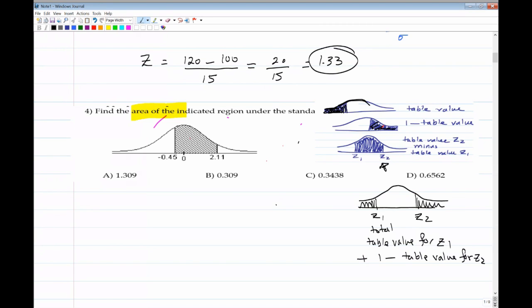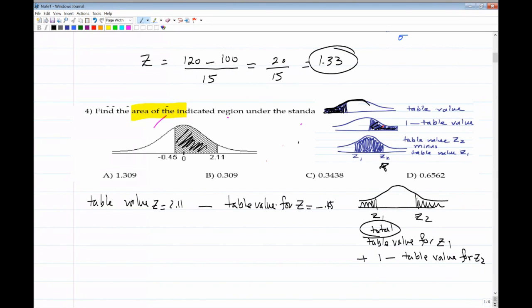So you find each value and then you add them. That's why it says the total. Now, when we look at this one, this is between, meaning I have to subtract. So I'm going to say table value for Z is equal to 2.11 and minus table value for Z is equal to negative 0.45.